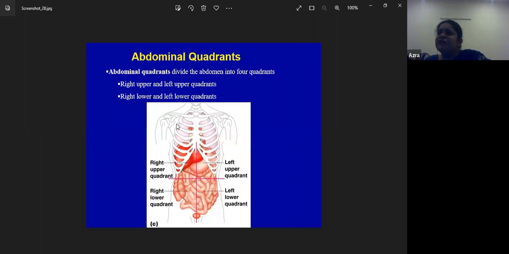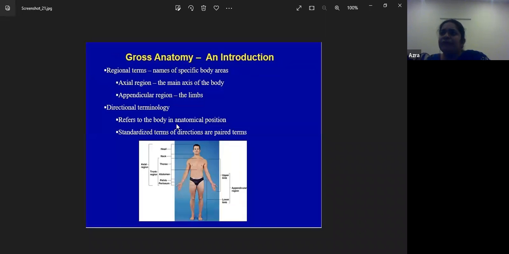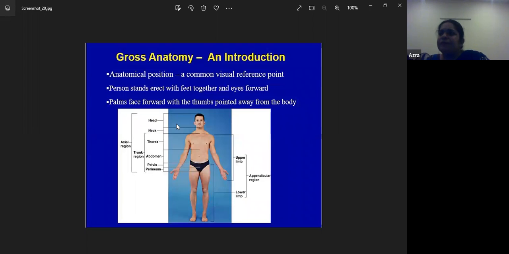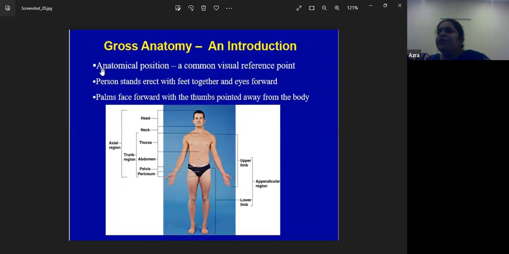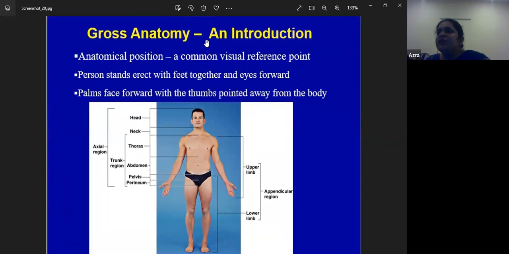Yeah, we have studied this. Gross anatomy. I think this is very important. Like anatomical position. What is the gross anatomy? This is the gross anatomy. And anatomical position is like a common visual reference point.